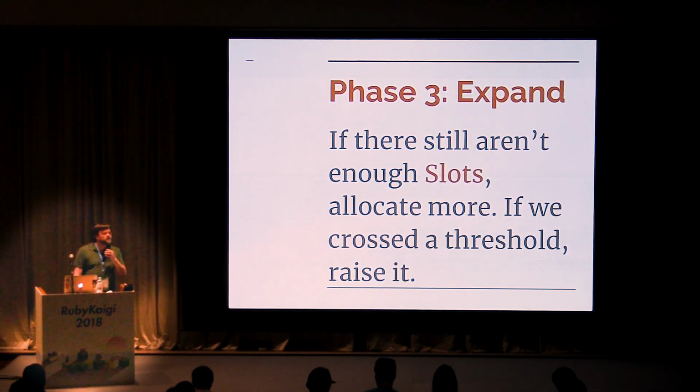The expand phase is the one I haven't seen talked about as much. After you do a garbage collection, if you are close enough to out of slots, it will allocate more slots. If you go over these thresholds for how many bytes allocated in the heap, it will then increase those thresholds, but it only does that after a major garbage collection.